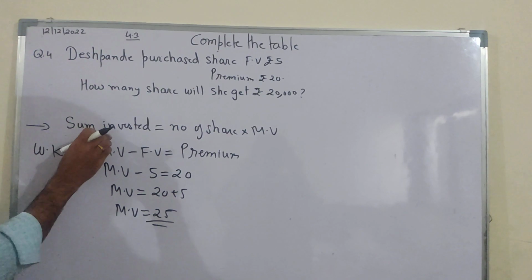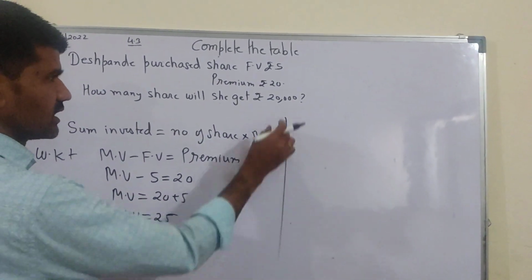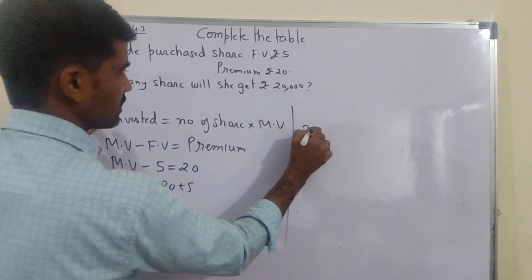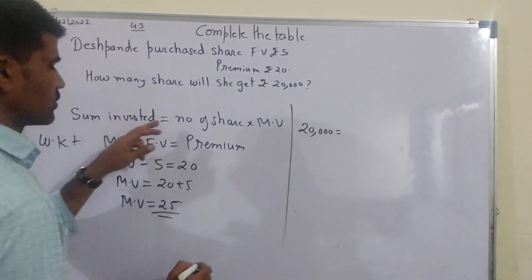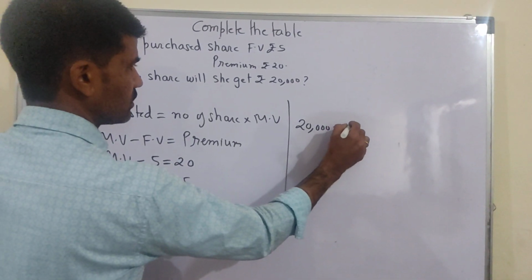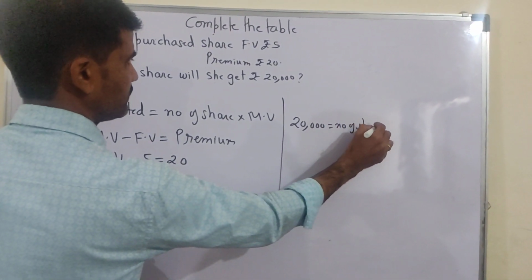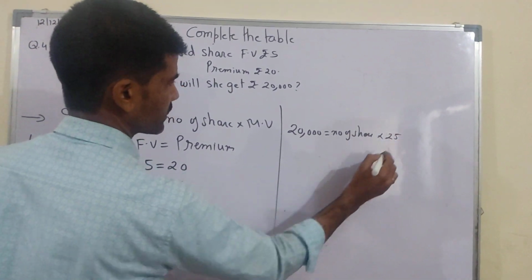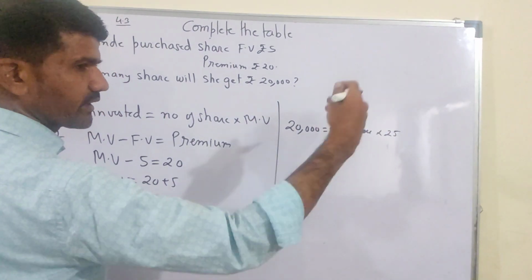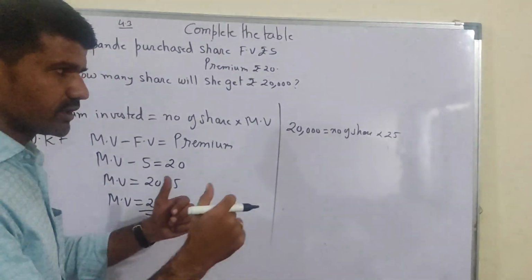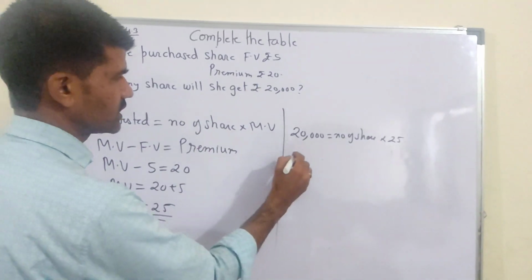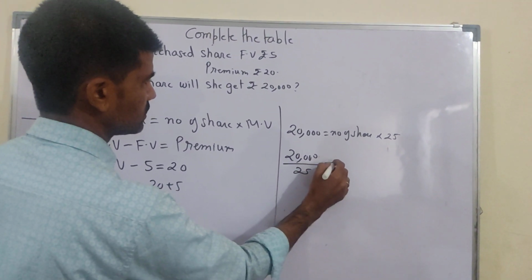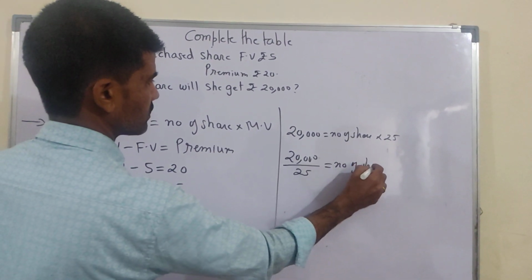Now, sum invested. Deshpande spent how much? 20,000, means sum invested. So 20,000 equals number of shares, that we don't know, into market value. Market value is 25, just now I found out. 25 is on the right hand side in the form of multiplication. When it moves to the left hand side, it goes in the form of division. 20,000 upon 25 equals number of shares.